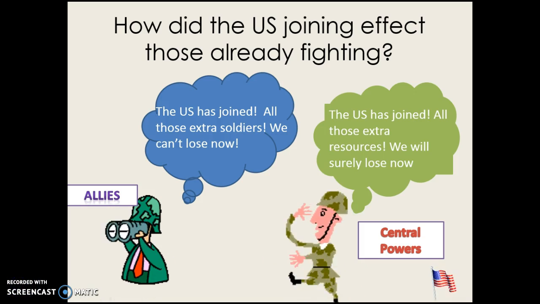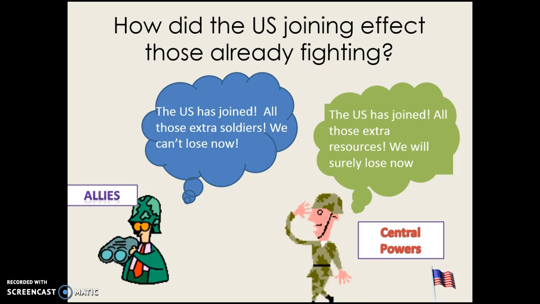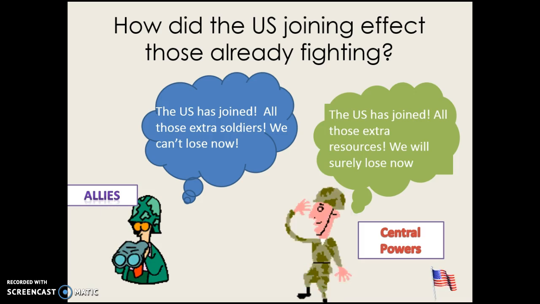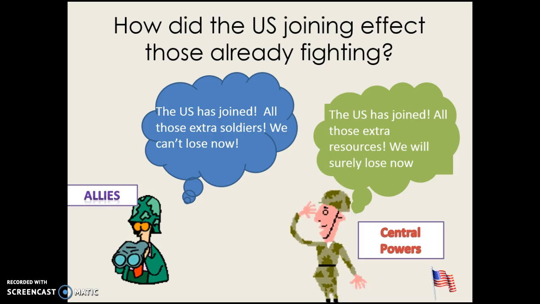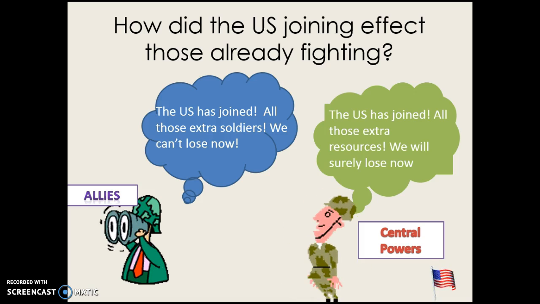At this time, too, it's important to note that Russia had already left the war because of the Russian Revolution and had formed a communist government. So while they were working on their communist government, they withdrew from the war. So the Allied powers had already lost Russia, but gained America.